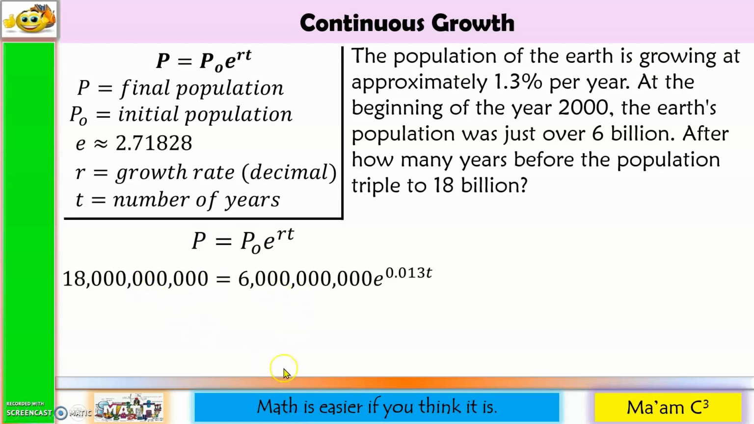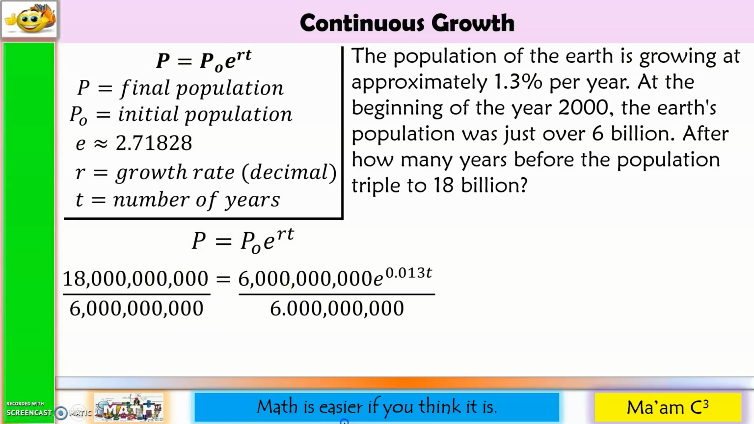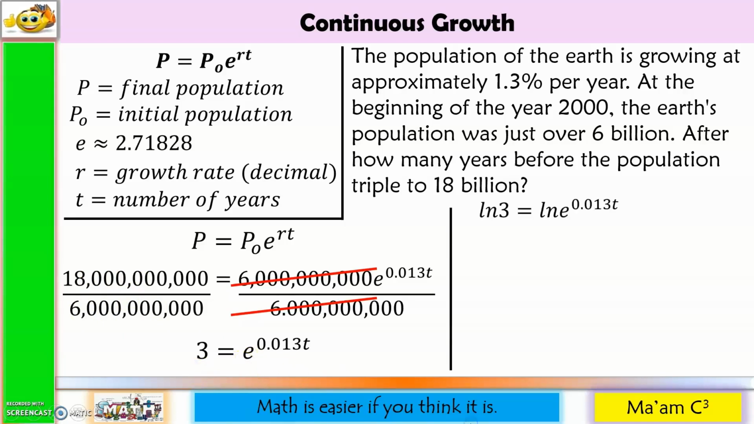Let us divide both sides by 6 billion. So 6 billion will be cancelled out. 18 billion divided by 6 billion is equal to 3. Since we have E here, I'm going to take the ln of both sides. I can now apply power law, so I'll bring down 0.013t here in front. Property of logarithm, ln E is a logarithm whose base is E. Therefore, ln E is equal to 1.